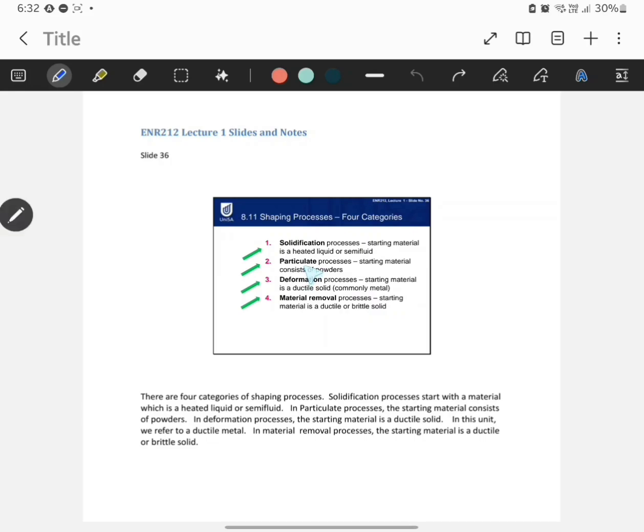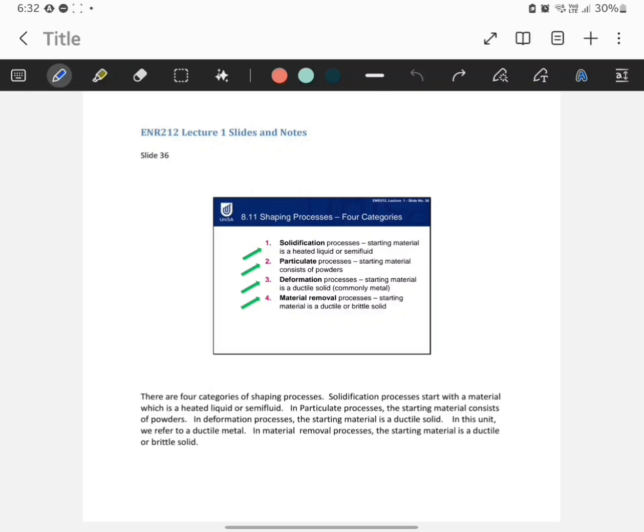And the second process we have is called the particulate process. Here the starting materials are powders, often metal or ceramics. The powders are compacted and then heated to bond the particles, forming a solid shape. This process is often used in creating metal parts or ceramic parts.